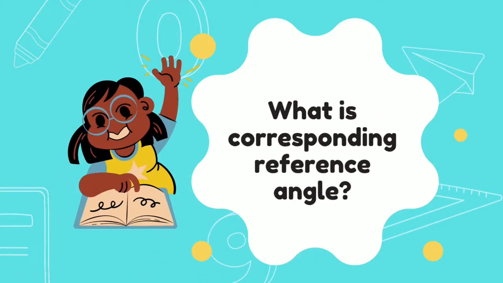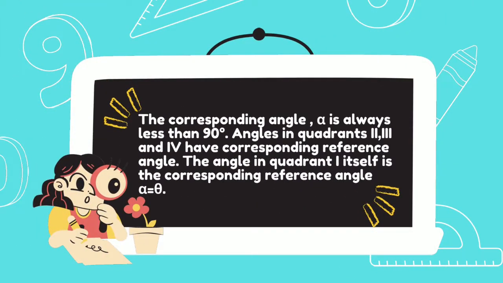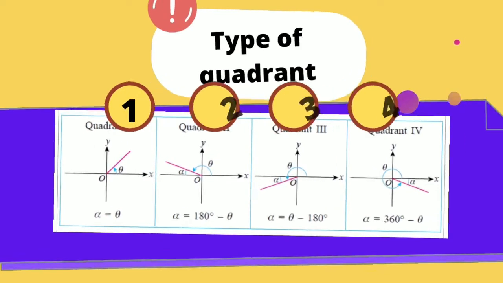First, what is the corresponding reference angle? The corresponding reference angle alpha is always less than 90 degrees. Angles in quadrants 2, 3 and 4 have corresponding reference angles. For an angle in quadrant 1, the angle itself is the corresponding reference angle, alpha equal to theta.